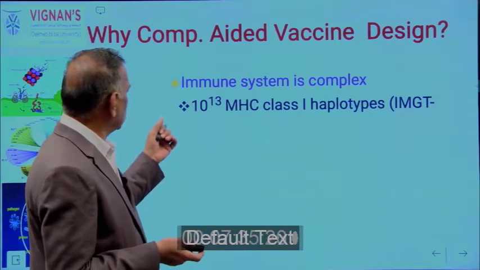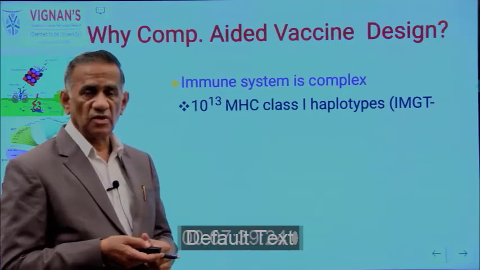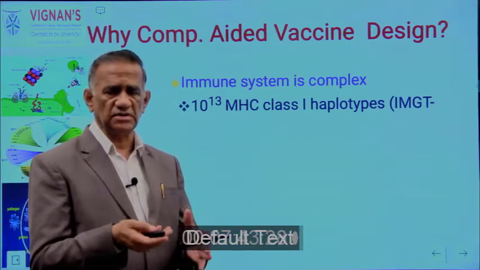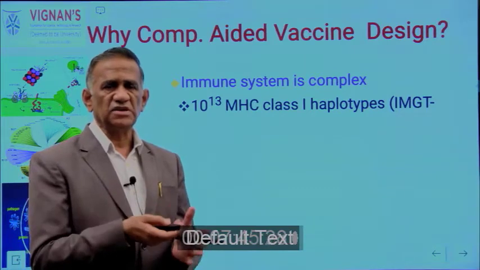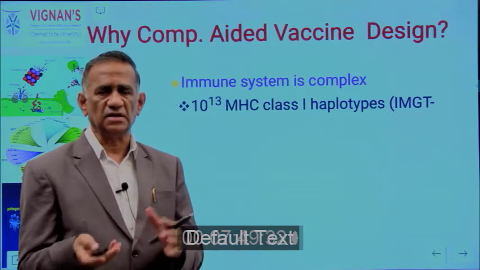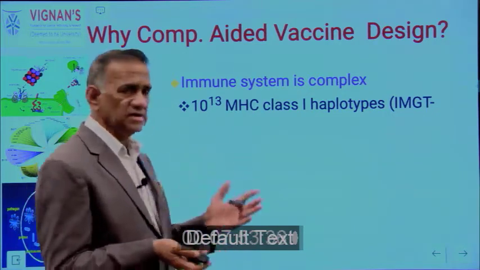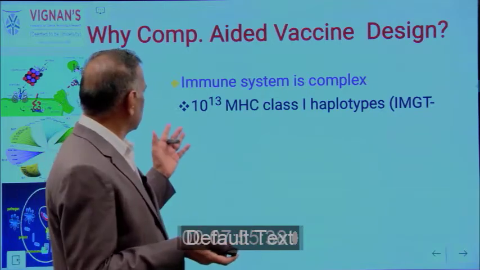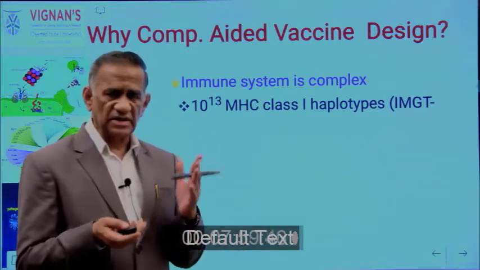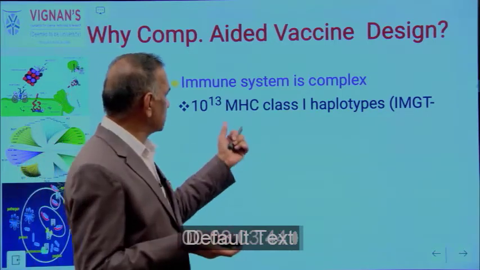Here there are 10 to the power of 13 MHC class 1 haplotypes. You are all familiar with what MHC class 1 is. MHC is nothing but HLA, major histocompatibility complex or human leukocyte antigen. Both are look-alike, like Shiva and Shankara. This is present on chromosome 6 and they express here. And again MHC class 1 B is highly polymorphic.